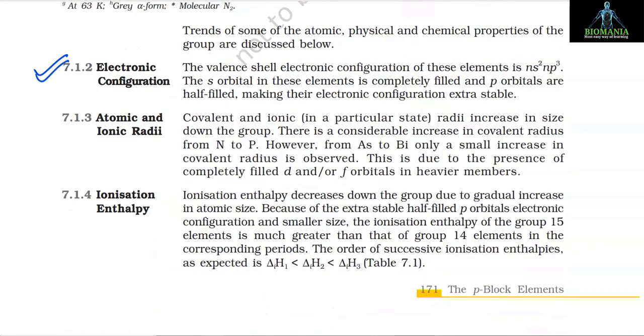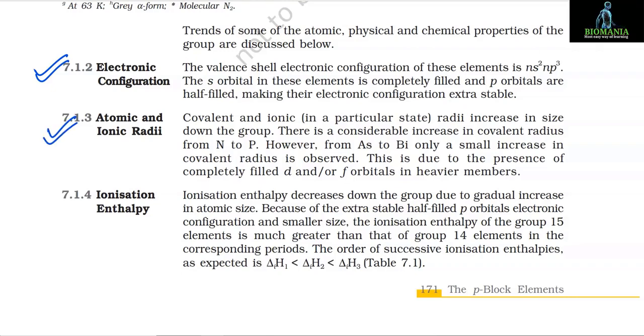7.1.2 Electronic configuration. The valence shell electronic configuration of these elements is ns2 np3. The s orbital in these elements is completely filled and p orbitals are half filled, making their electronic configuration extra stable.